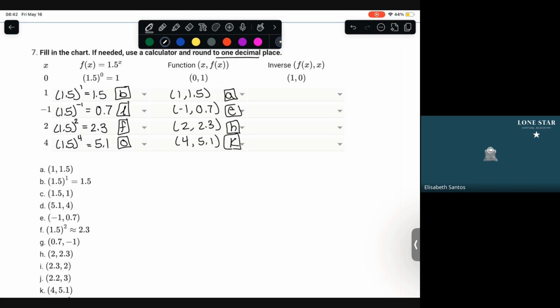Okay, so the last column, they want us to do the inverse. So remember about inverses: X and Y switch. That just means if X is 0 and Y is 1, they're going to switch. You see how they switch positions there? So the new X is 1.5, new Y is 1. That is letter C. Then we have 0.7, negative 1, and that is G. 2.3, 2 is I. And then 5.1, 4 is D.